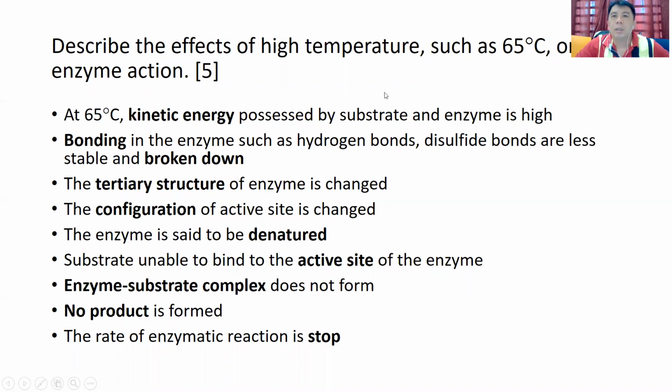Unless the question changes, let's say from 40 degrees Celsius to 65 degrees Celsius, then we can say less enzyme-substrate complex is formed, then less product is formed. But when they reach 65 degrees Celsius, everything is stopped.